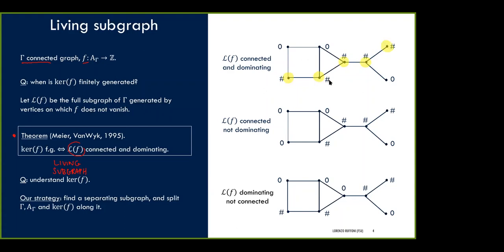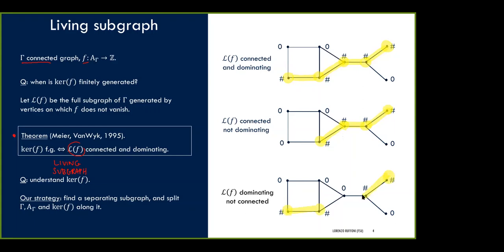So these are the vertices that don't go to 0. And I'm going to connect them because they're connected in the graph. So that's the leaving subgraph here. In my second example, this is the collection of vertices that do not go to 0. And I'm going to connect them because they're connected in the graph. Same for the last example.